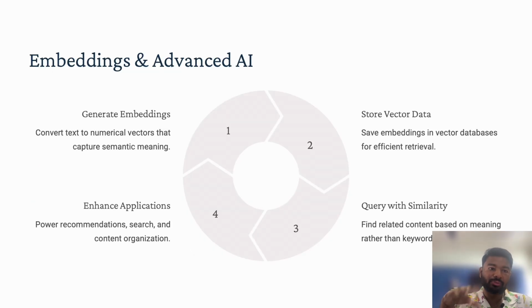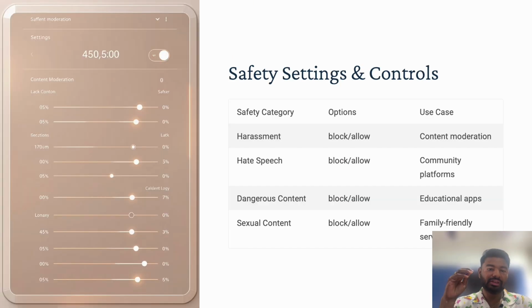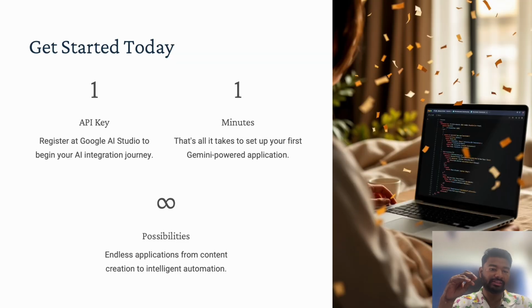We are going to do a word embedding, where we are going to understand the similarity between those words. We are also going to look into the safety controls, whether the given text is harassment, hate speech, dangerous, or sexual content. So it's a very quick understanding of various capabilities of the Google Gemini API. If you have any question, do let me know. At the end, it has an API key, it can be set up very quickly within a minute, and the possibilities are endless.